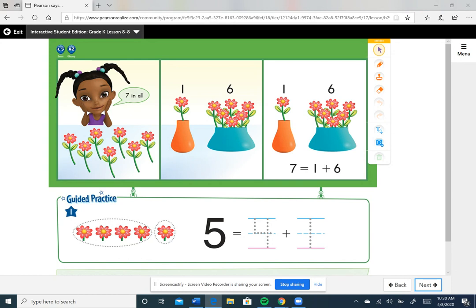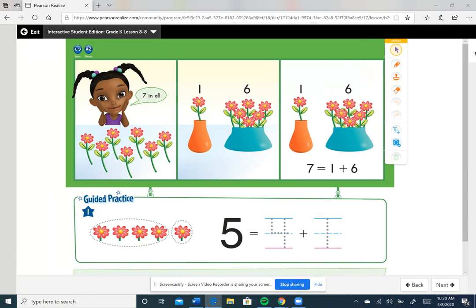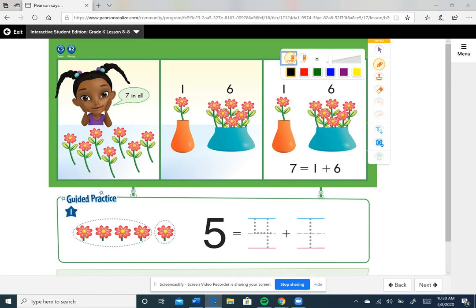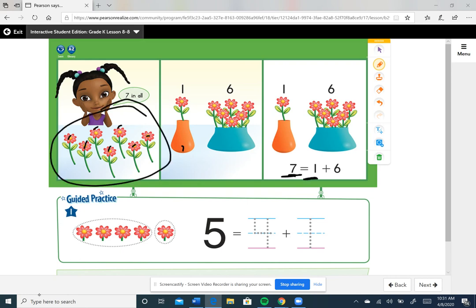All right, now Jada's got some flowers. And as you can see, she has 7 in all. 1, 2, 3, 4, 5, 6, 7. And then she went and she got 2 vases. And so she split her 7 flowers into 2 groups, because she has 2 vases, right? 1, 2. And she put 1 in this vase and the other 6 in this vase. So her equation reads 7, because there's 7 in all. She puts 1 in the one vase and the 6 in the big vase. So 7 equals 1 plus 6.